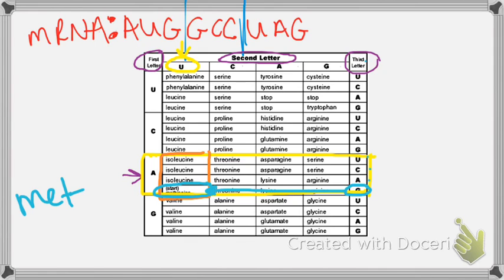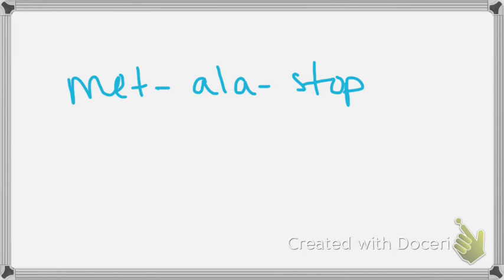Okay, I want you to take a second and see if you can look up GCC and UAG. You should have gotten methionine as your first, which is what we did together. Then for GCC, you should have gotten alanine. And for the last one, you should have gotten a stop codon. We're going to be doing lots of practice going from DNA to mRNA to translating. So let's do one last example in our notes, and then you will be done with your video.